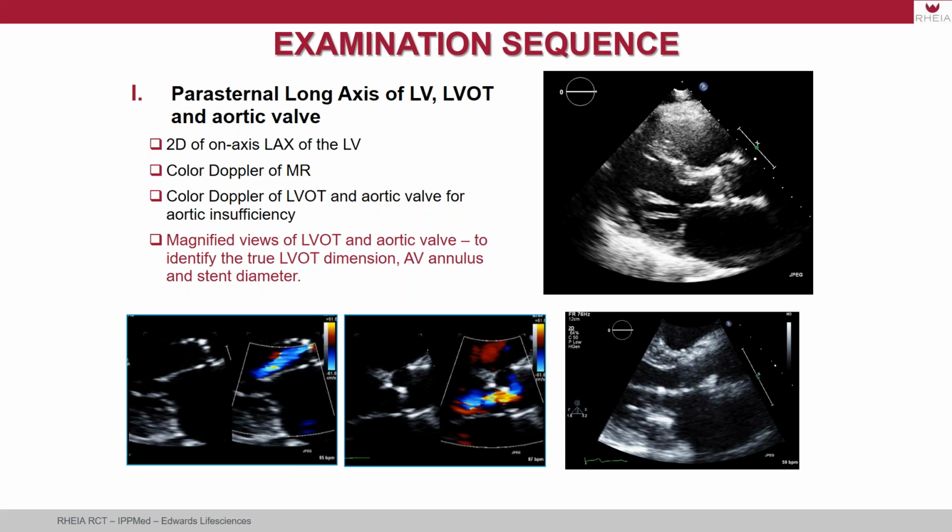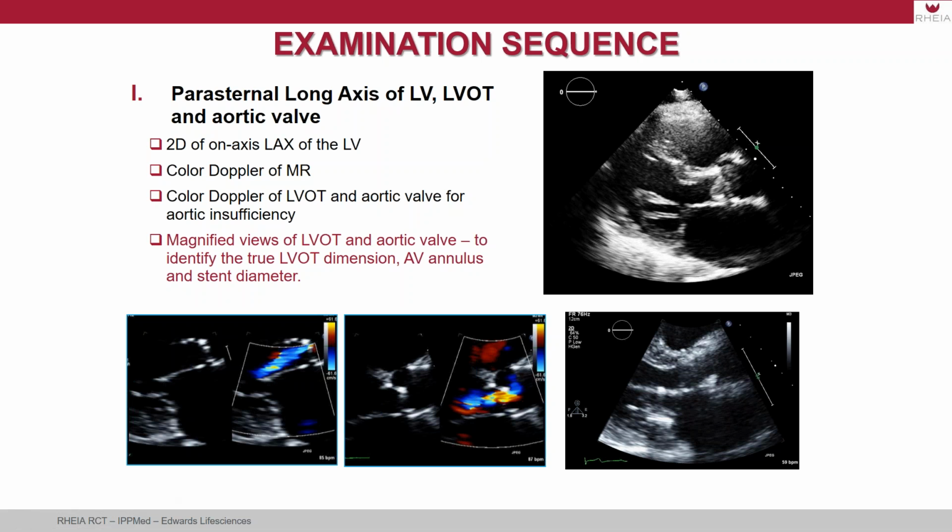The examination sequence usually starts with the parasternal long axis, with 2D measurements of the ventricle, the LV outflow tract and aorta. We need to have 2D and color Doppler. In this example, although the video clips are not playing, I've shown some paired images. We like to have paired images, 2D color Doppler. This is okay because it helps to better interpret the echo.